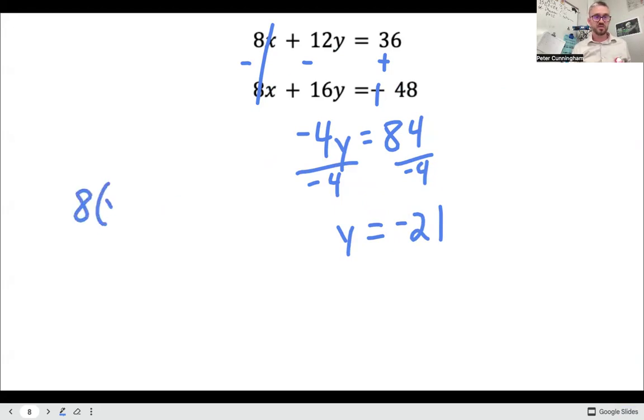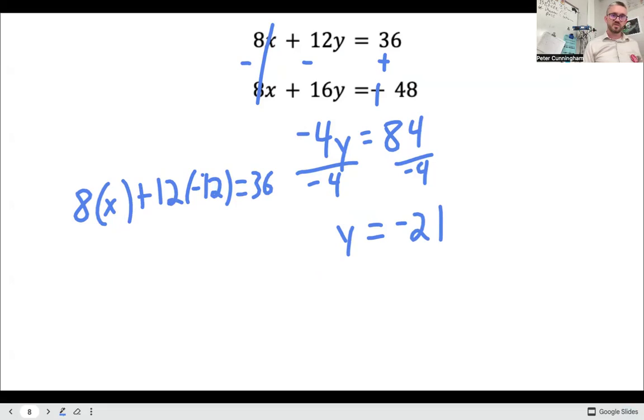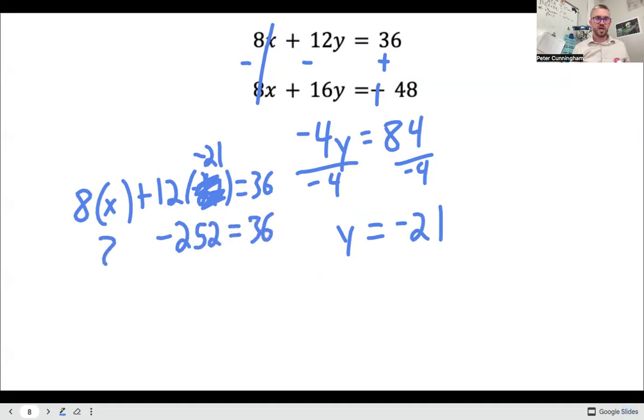8 times, oh yeah, I already have y, so I need x. Plus 12 times, I don't know what 12 times negative 21 is. Not off the top of my head. I need to use my calculator. Oh, I wrote 12 times negative 12. That should be negative 21. Sorry about that. 12 times negative 21. That's negative 252. So 8x minus 252. It's like, oh, why did you give us this hard one?